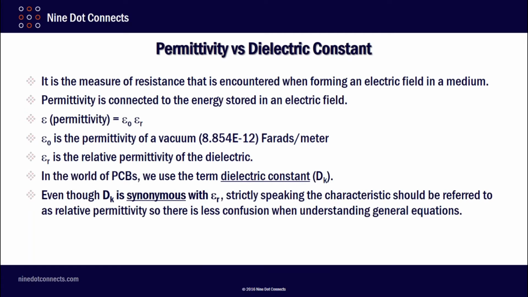In the world of PCBs, we often use the term dielectric constant. It's in almost all the literature, and that's all you ever see. Even though the dielectric constant is truly synonymous with the permittivity, strictly speaking, the characteristic we should be referring to is relative permittivity. Keeping that in mind offers less confusion when you're understanding all the general equations.